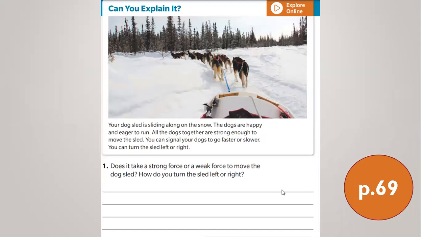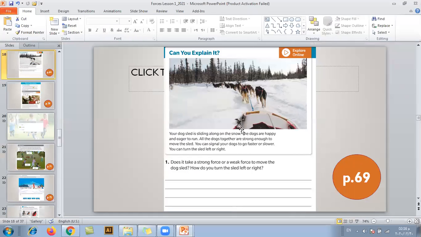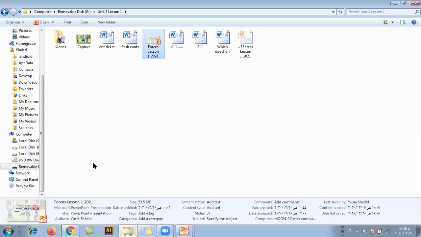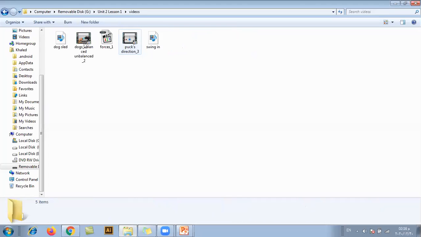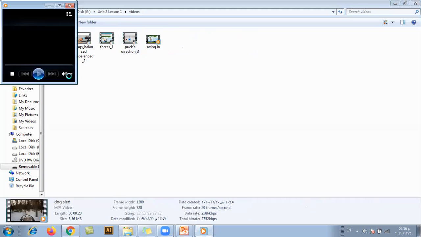In page 69, which is about the dog sled, the dogs are pulling the sled. There is a video we must watch about these dog sleds. Let's watch it. Bismillah. It's about the dog sled and how it pulled the cart or pulled the sled.